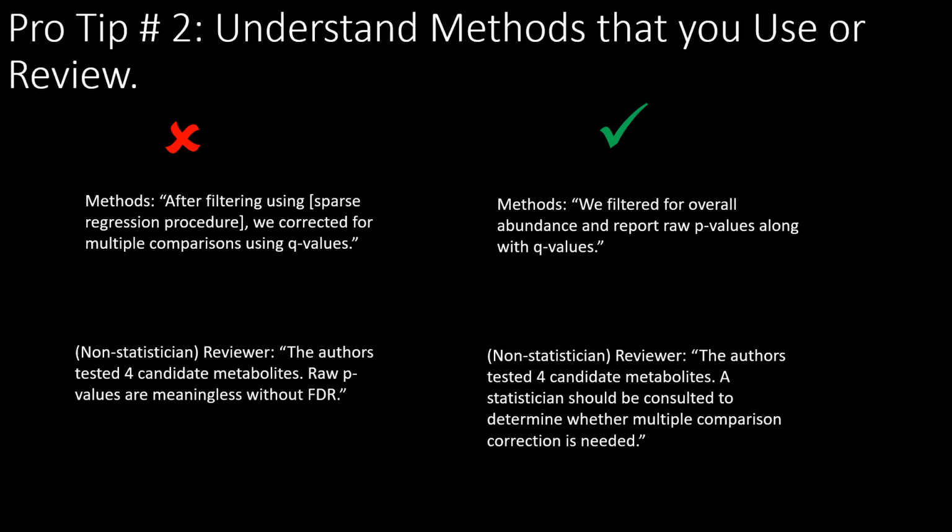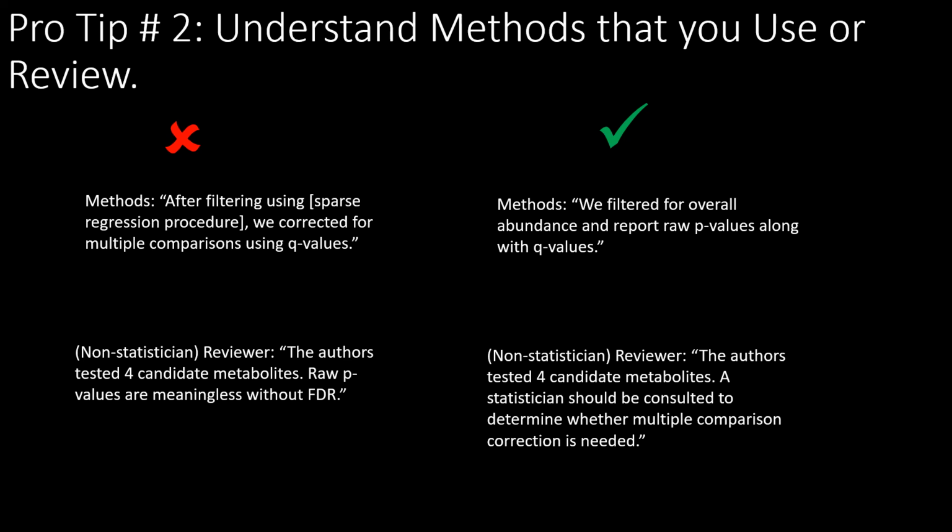The second one is make sure you understand the methods that you use. And if you're reviewing an article, make sure you understand the methods that you're reviewing. So for example, if you're writing an article, we don't want to do the thing on the left where we say after filtering using some sort of sparse regression procedure, which depends on the association between your metrics, we corrected for multiple comparisons using Q-values. We don't want to do that because that would skew our findings. What we would want to say is we filtered for overall abundance, and we report raw p-values along with Q-values.